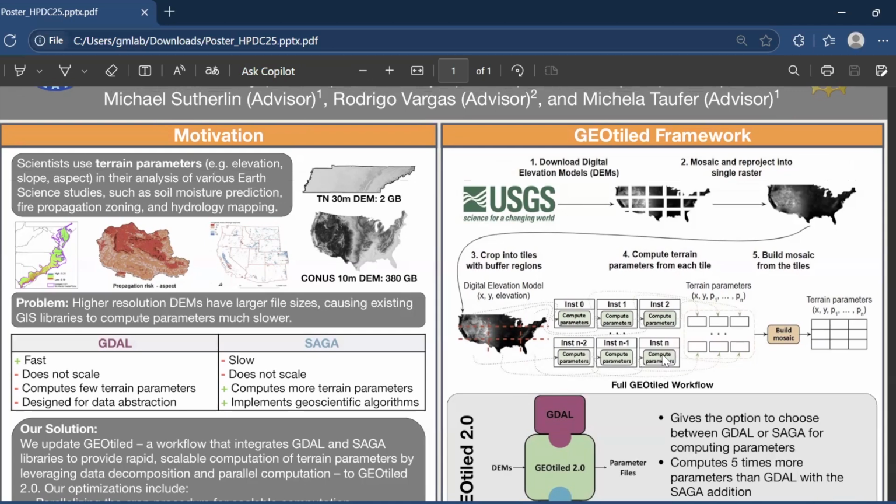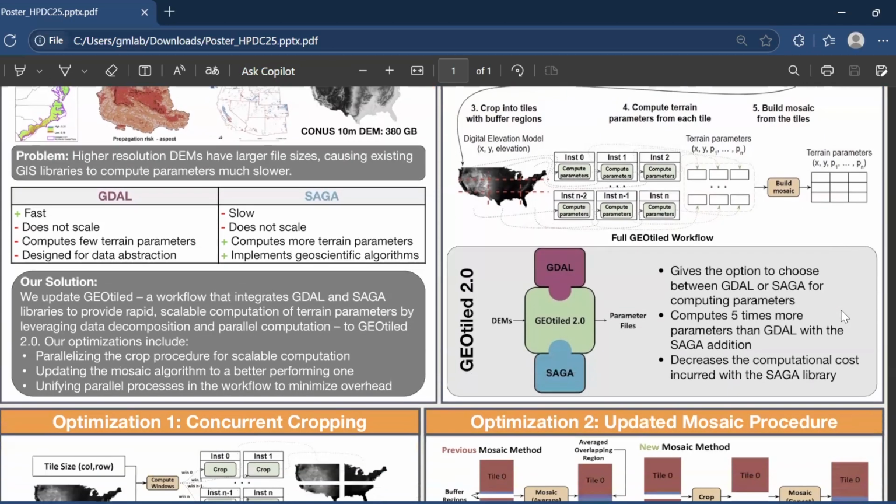In these next 3 steps, what makes GEOtiled unique is that it first crops the preprocessed data into a series of tiles with buffer regions, which is just copied pixels from neighboring tiles added to each tile, to preserve accuracy during computation, since terrain parameter algorithms rely on neighboring pixel values to determine the value of a specific pixel. This is followed by the parallel computation of these terrain parameters for each tile, and then merging these computed terrain parameter tiles back together into a single image.